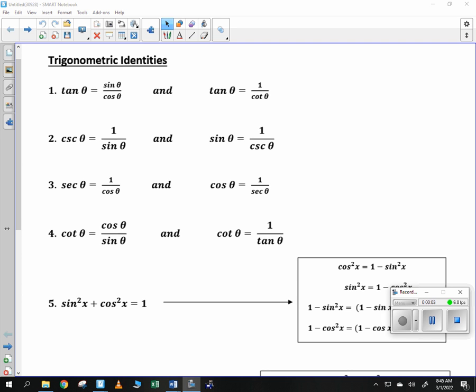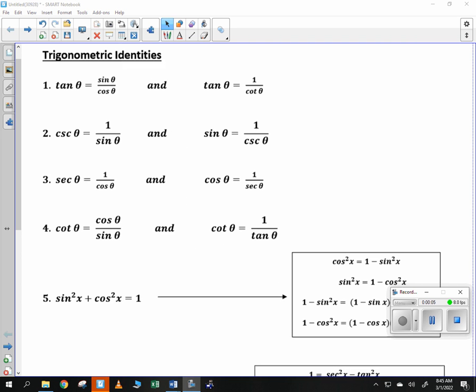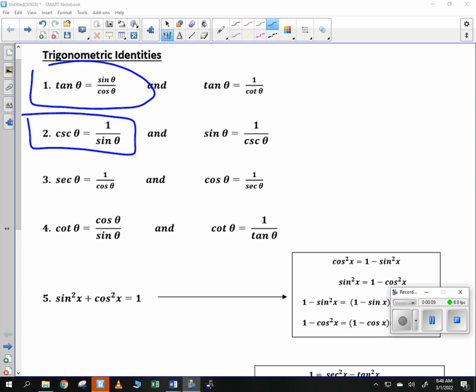Tangent is equal to sine over cosine. Do you remember that cosecant is 1 over sine? Do you remember that secant is 1 over cosine? Do you remember that cotangent is cosine over sine? That's what we practiced yesterday.